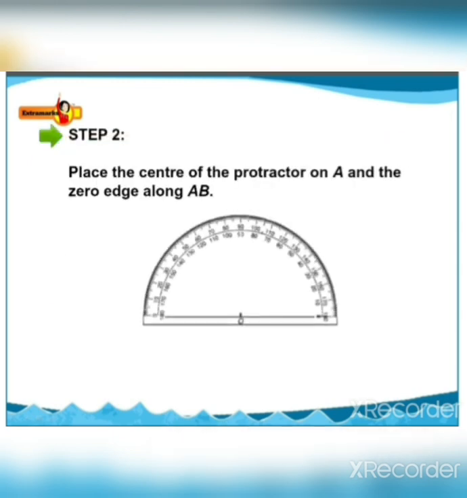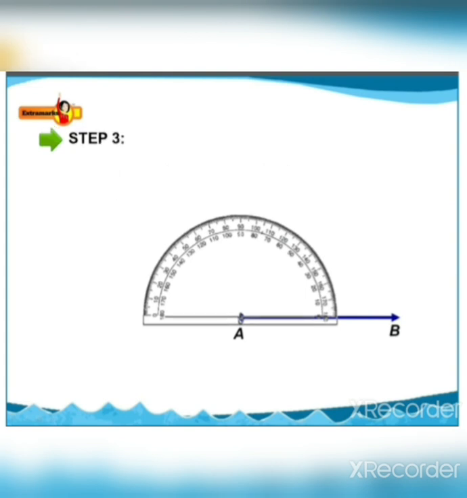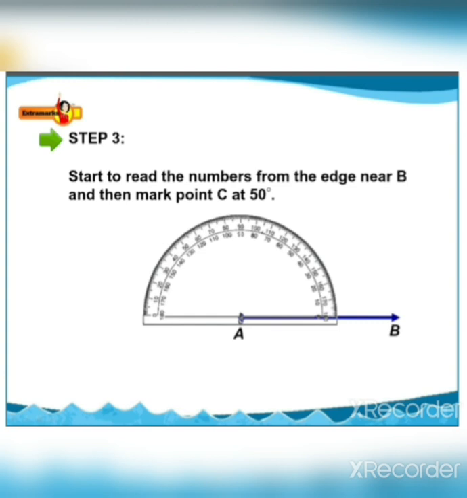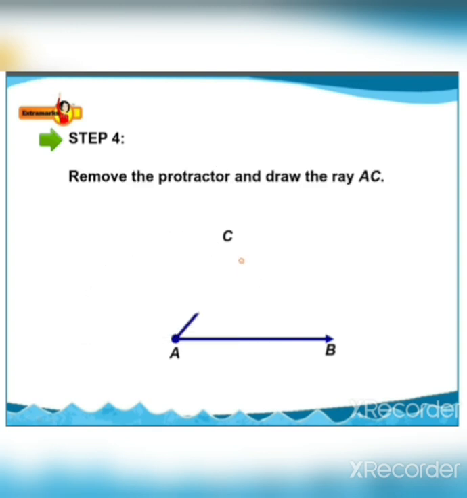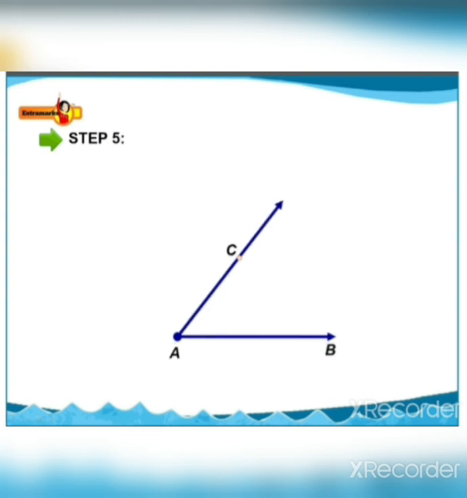Step 2. Place the center of the protractor on A and the edge showing 0 along AB. Step 3. Start to read the numbers from the edge near B and then mark point C at 50 degrees. Step 4. Remove the protractor and draw the ray AC. Step 5. Angle CAB is a required angle of 50 degrees.